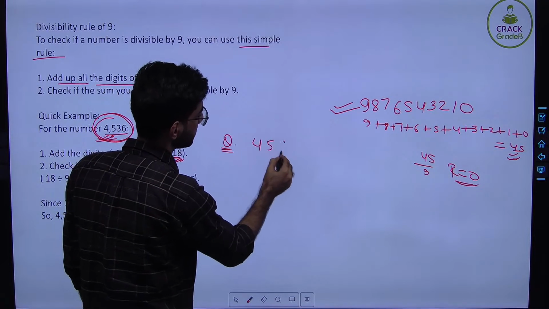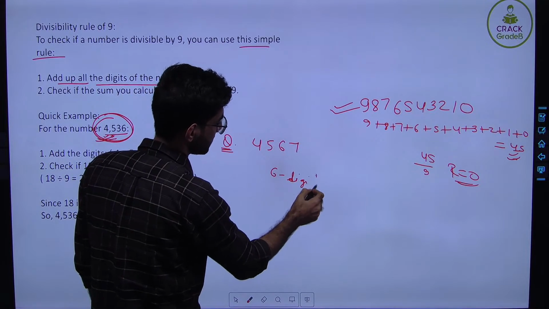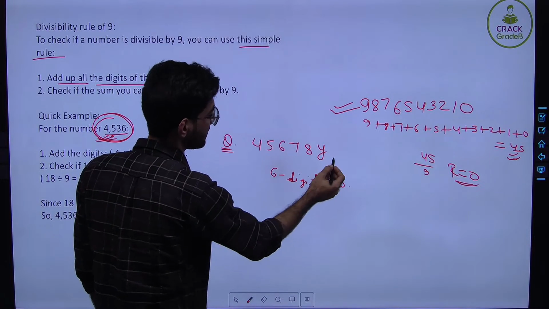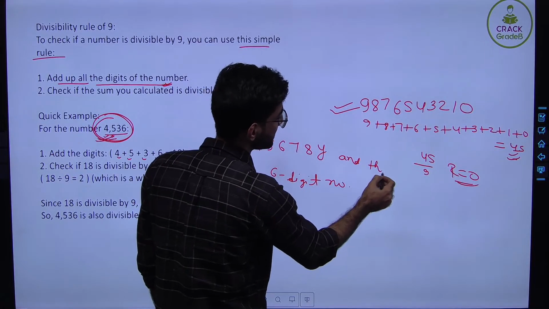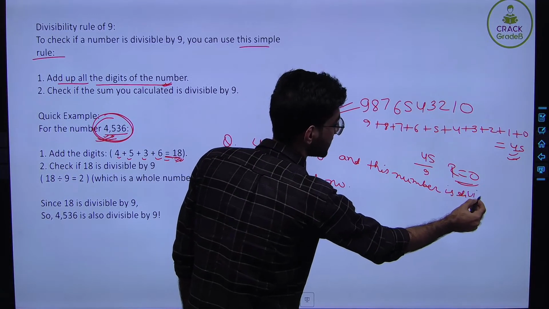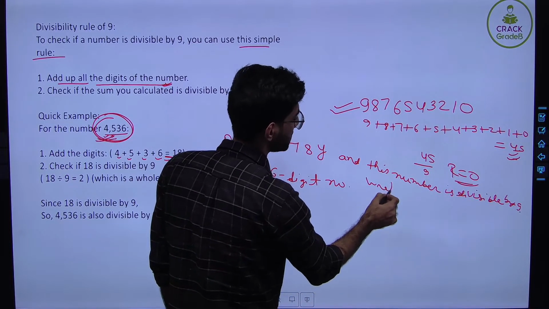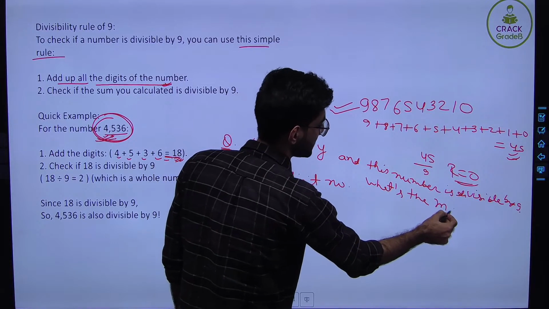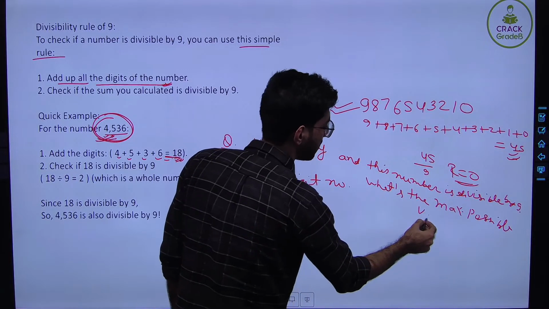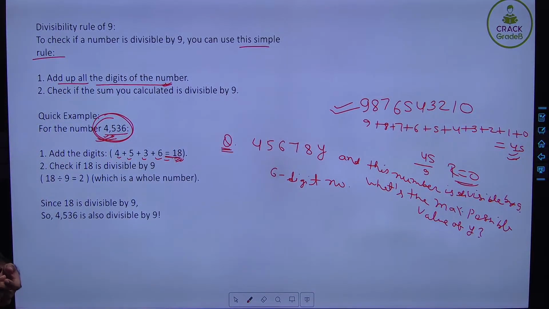Let us take a simple question. There is a 6-digit number 4, 5, 6, 7, 8, y, and it has been given that this number is divisible by 9. You have to answer: what is the maximum possible value of y? Okay, 6 is the answer.